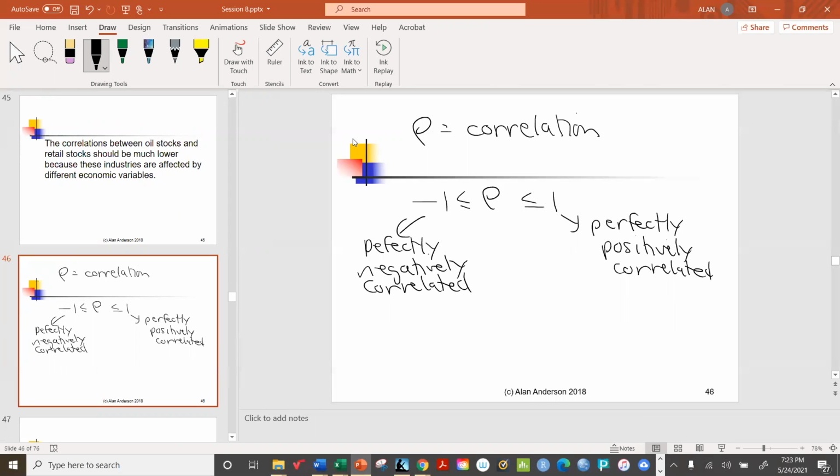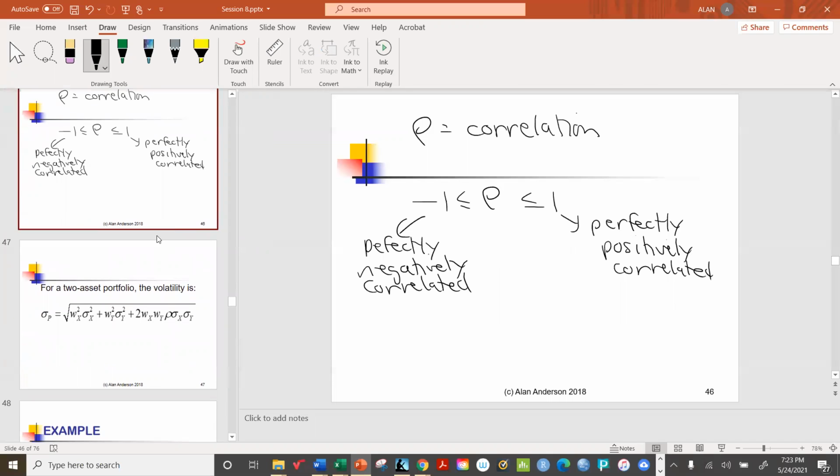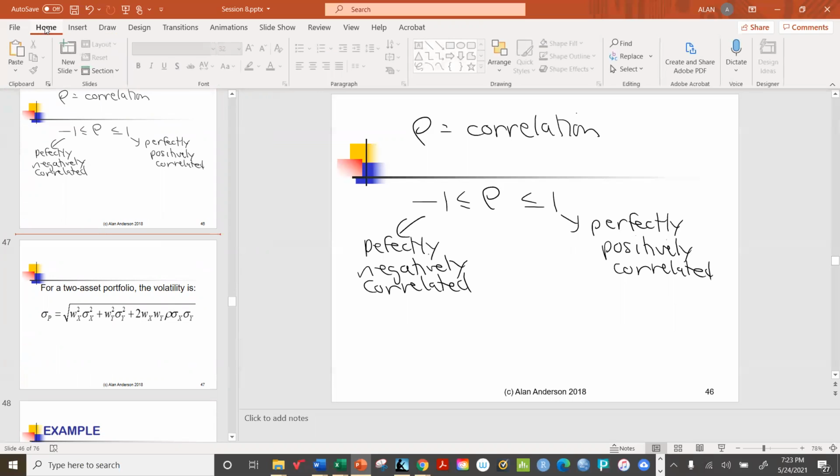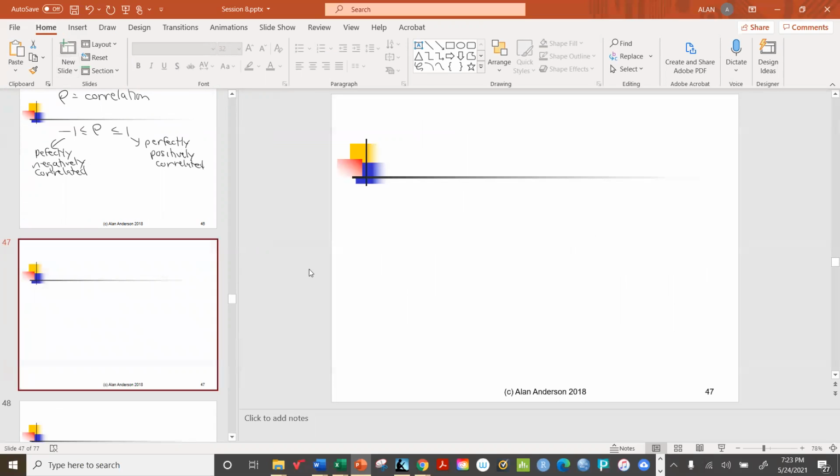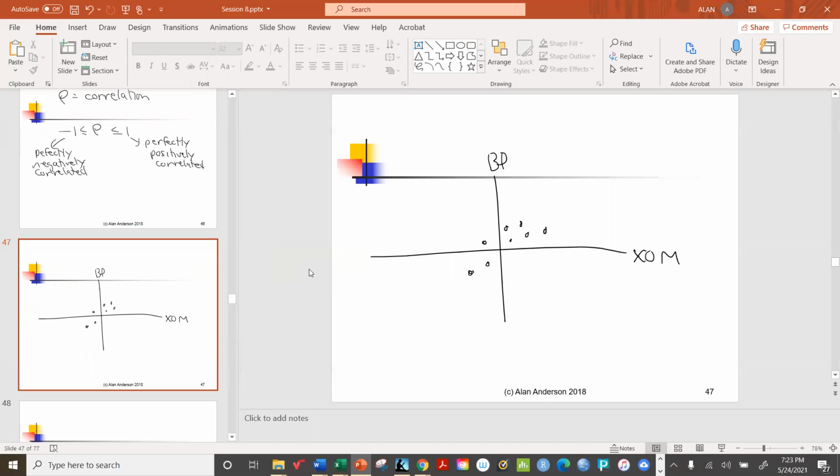And you can actually draw what's called a scatter plot to help yourself visualize what correlation is all about. So in fact, why don't I do that right now? So let's say you had ExxonMobil and BP. And these are the returns. So you draw a plot which shows the returns of the two stocks at different points in time. And you notice that they're very closely related to each other. We call this a strong positive correlation.